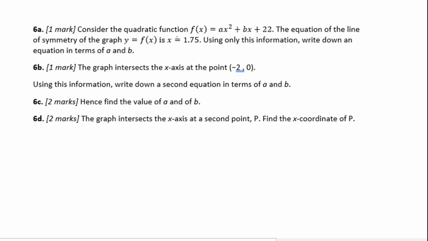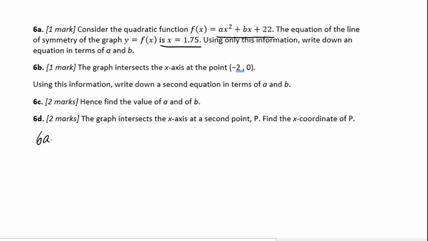6a. Consider the quadratic function f of x equals ax squared plus bx plus 22. The equation of the line of symmetry of the graph y equals f of x is x equals 1.75. Using only this information, write down an equation in terms of a and b.